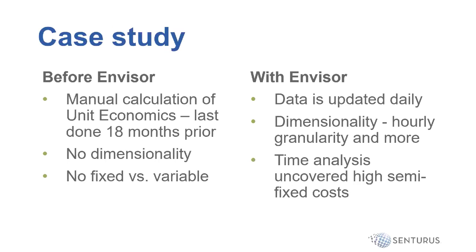Once we implemented the model that Bob's going to share in a moment, the data is updated daily. The dimensionality is there. So they have hourly data, hourly granularity, and a whole lot more that Bob will show you. They have time analysis that they can do, so look at the time of day, basically what the costs were at the time of day. And this is an email vendor. So when you see this, Bob will be talking about some of the different aspects of emails out, returns, clicks, opens, those types of things. Time analysis uncovered some pretty interesting things.